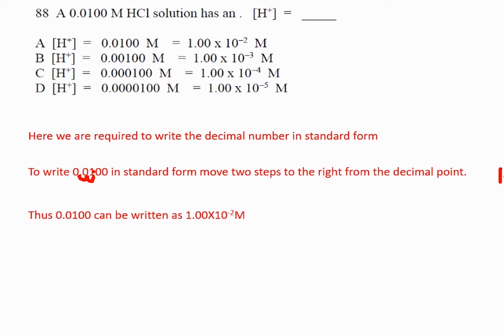So you're going to have this as 1.0 times 10 power negative 2 because you moved 2 steps to the left. So to the left, you have to use the negative sign. Thus, 0.0100 can be written as 1.00 times 10 power negative 2.